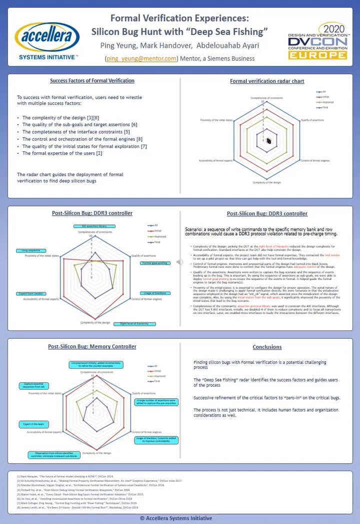The control and the orchestration of the formal engines is important to get the best result. The initial state for formal verification is very important. You want to start from an initial state where the design has been initialized correctly. And it always helps to have formal expertise in the team. As silicon bug hunt is probably one of the most difficult usages of formal verification, we have developed a radar chart to guide the deployment of formal verification to find deep silicon bugs.